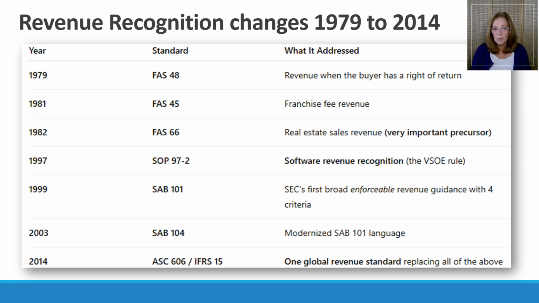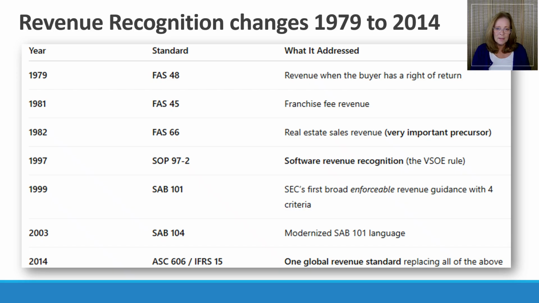FASB Statement Number 45 introduced guidance for franchise arrangements. Think McDonald's or Holiday Inn. These companies collected big upfront fees, but also promised ongoing support, training, and advertising. The standard said you could only recognize the fee as revenue when you've substantially performed your obligations, meaning you can't count all the income the day the contract is signed.